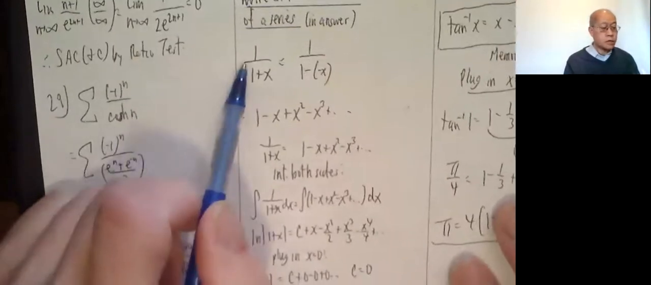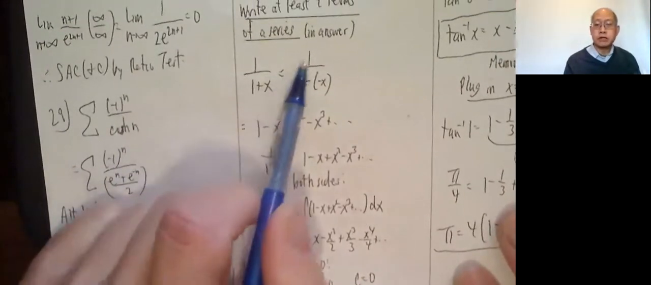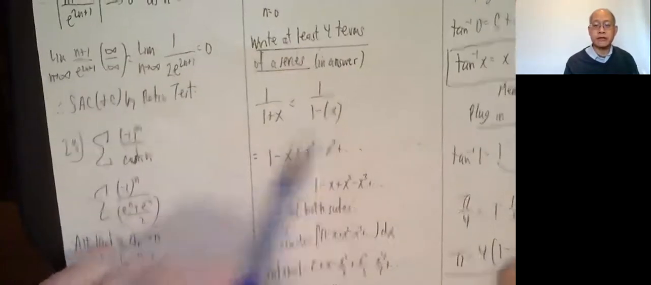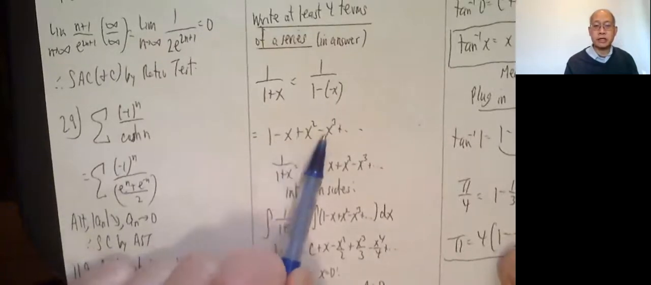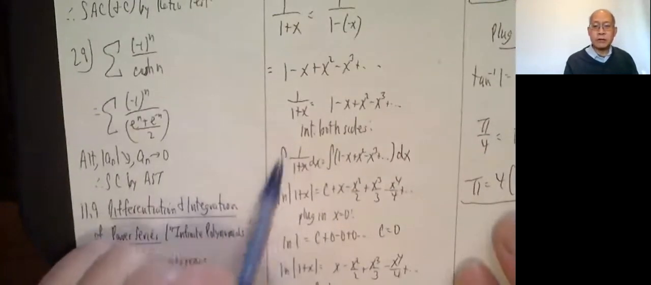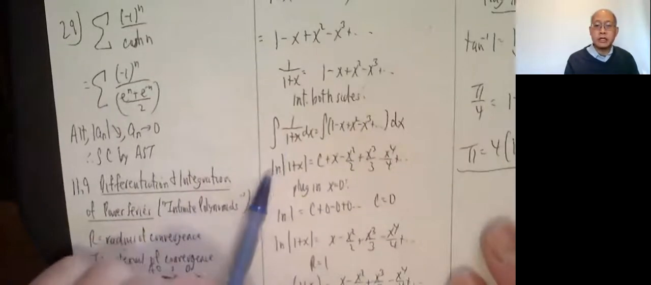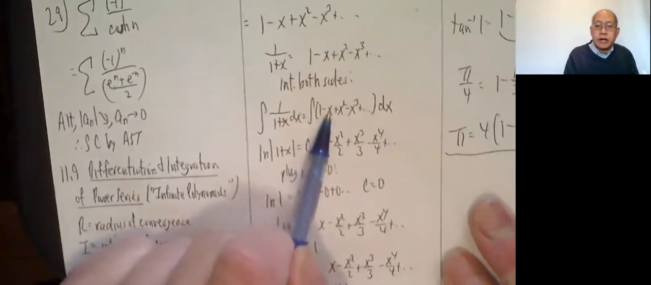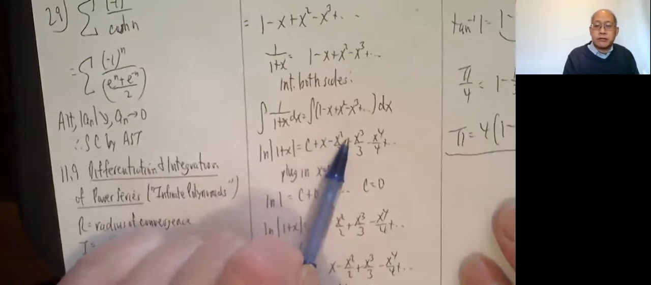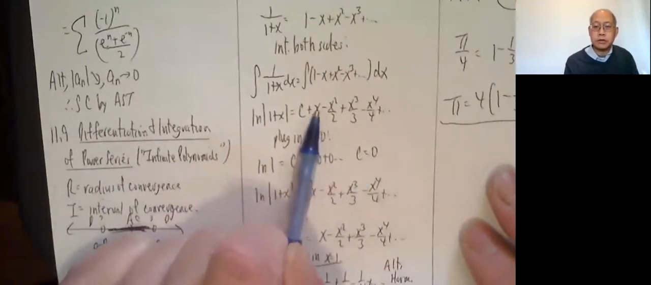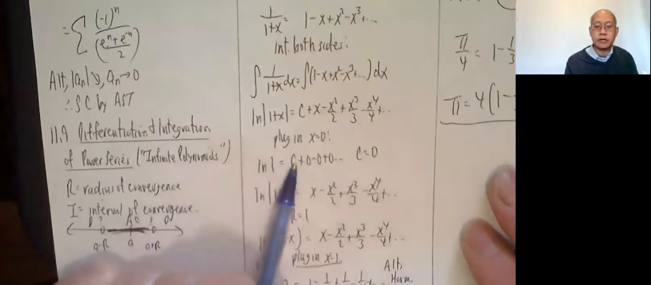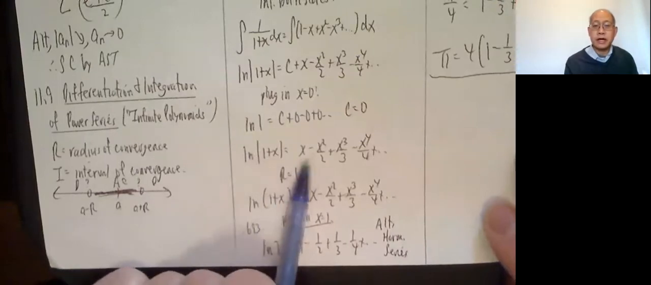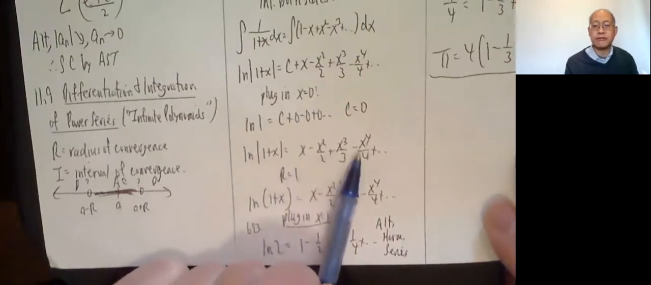Okay. All right, so 1 over 1 plus x, you can treat it as 1 over 1 minus a negative x. So the first term is 1, the common ratio is negative x. So 1 minus x plus x squared minus x cubed. If I were to integrate both sides, integrate term by term, this is ln absolute value of 1 plus x equals c plus integrate 1, you get x. Integrate that, negative x squared over 2, plus x cubed over 3, and so on. Plug in 0, 0, 0, 0. You have ln of 1 is equal to c, where c is 0. So here's ln absolute value of 1 plus x. x minus x squared over 2 plus x cubed over 3 minus x to the 4th over 4.